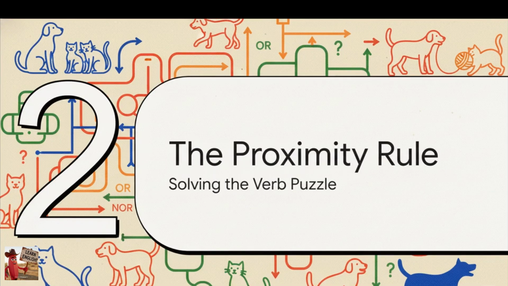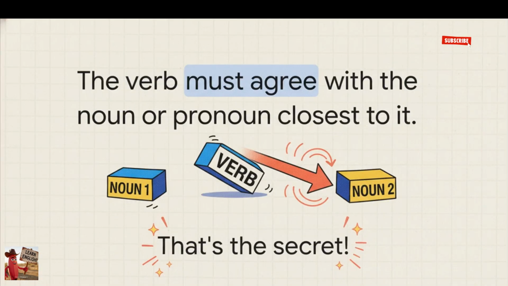Okay, so now that we've got the basics down, let's circle back to that original puzzle with the dog and the cats. The key to solving it, and so many others like it, lies in one simple, beautiful rule. And trust me, you're going to love how simple this is. And here it is, the proximity rule. That's what it's called. When you're using either of these pairs, the verb you choose has to match the noun or pronoun that's sitting right next to it. That's it. That's the whole secret.